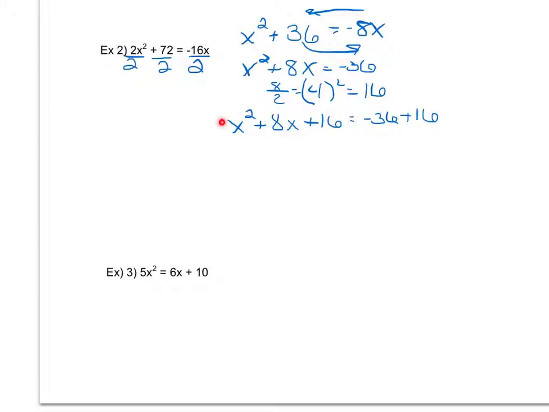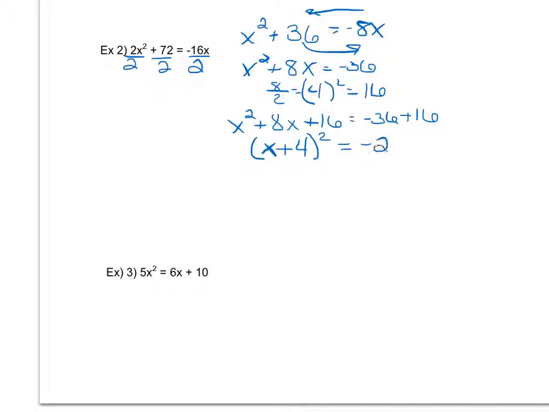I can now factor the left side. Two numbers that multiply to give me 16 and add to give me 8: 4 times 4 and 4 plus 4. Again, notice it's coming from that result I got after doing part A of step 3. I can also combine these. So I can either say x plus 4 times x plus 4, or I can just say x plus 4 squared.